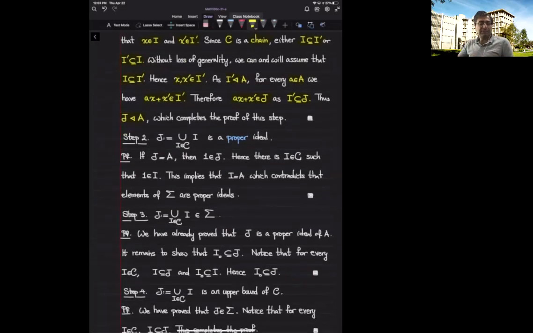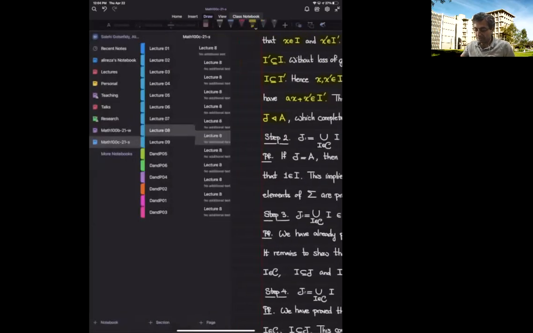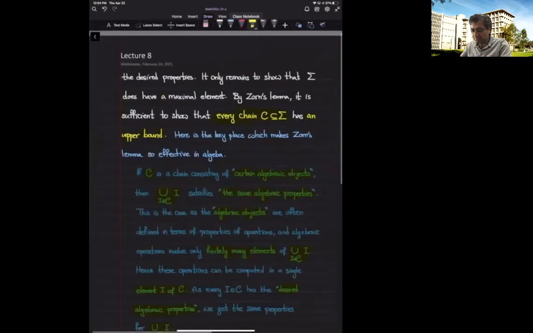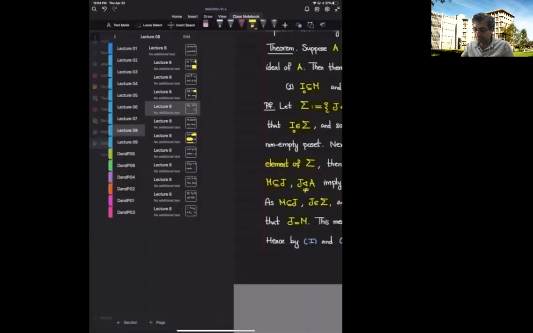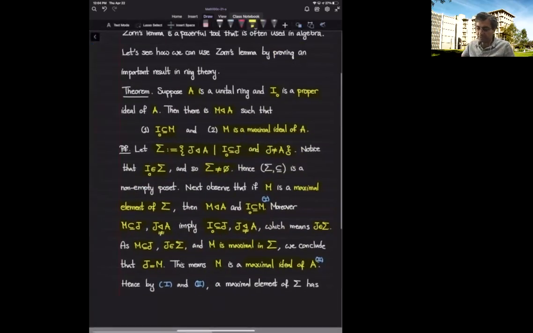Now, in order to show that it is an upper bound, since we are taking the union, of course it's going to contain all of them, so that's good. But why does it belong to sigma? Sigma consists of elements that are ideals. So far, so good. Next, I need to check why I naught belongs to this and why it is proper. This part is easy. Let's go to why it is proper.